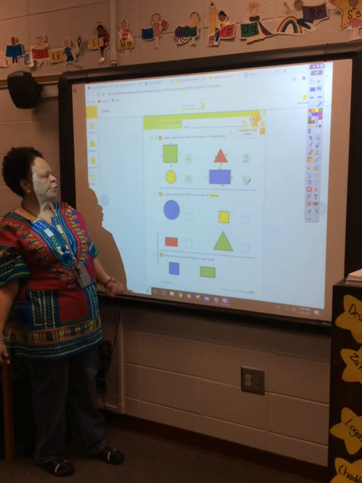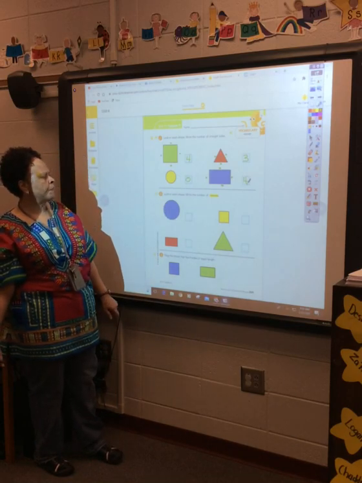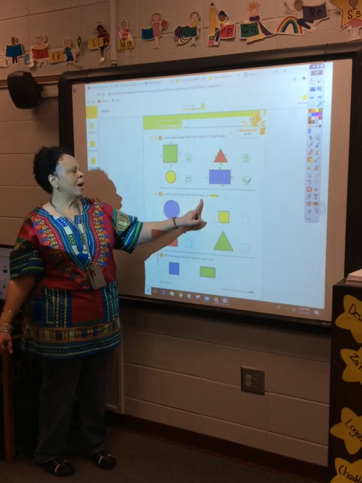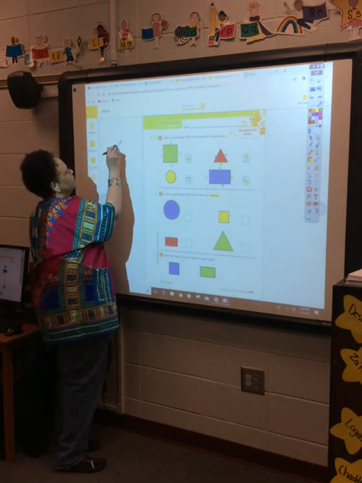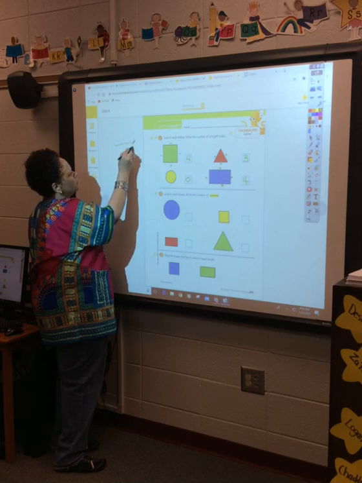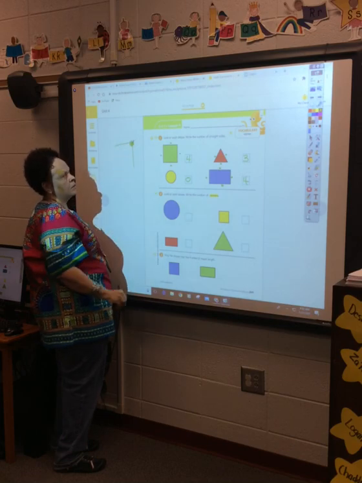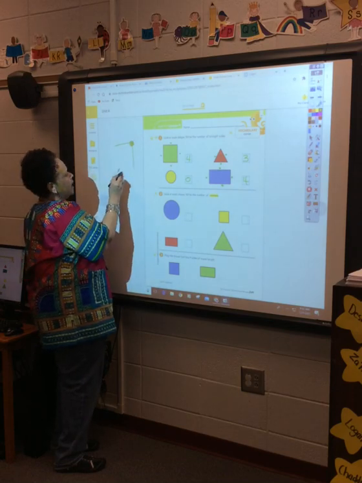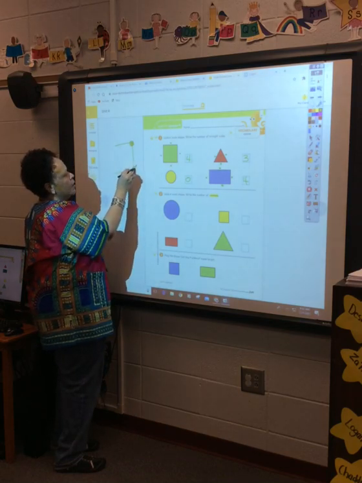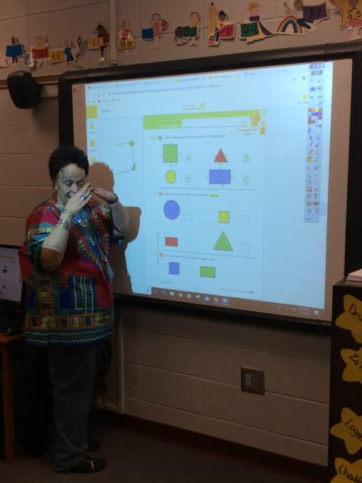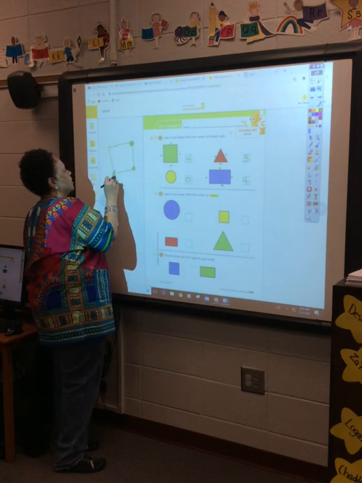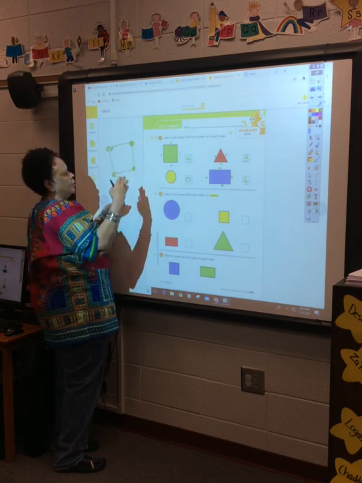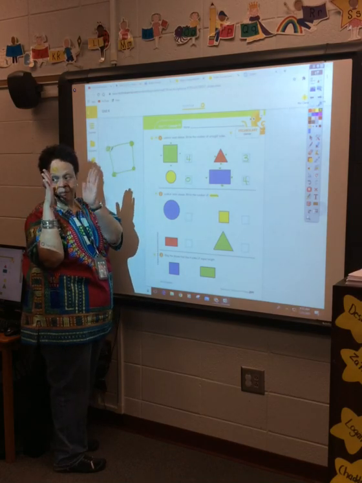All right. Number 2. Put your hand on number 2. Look at each shape. Write the number of corners. Now, let me tell you what a corner is. Let's come right over here. A corner, that's where two sides meet. Okay? If I drew a line here. A corner, that's where two sides meet. Here. A corner and a corner. That's where two sides meet.